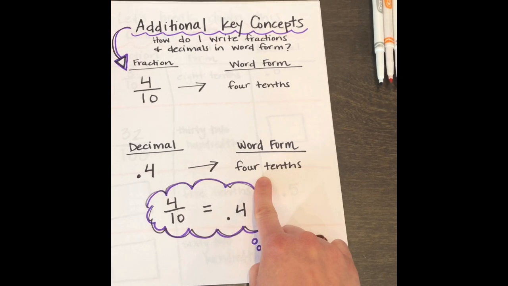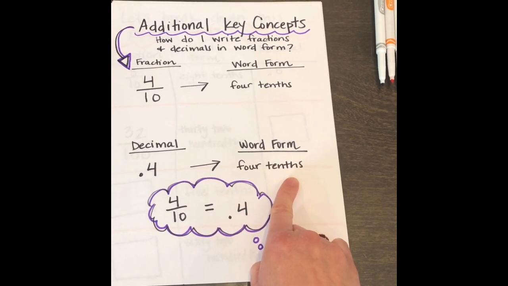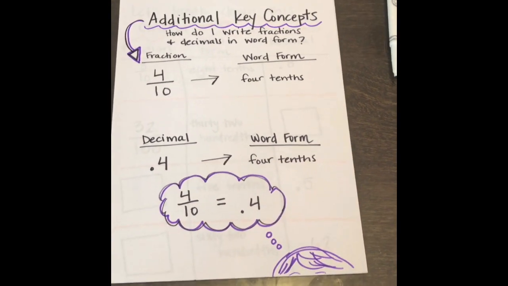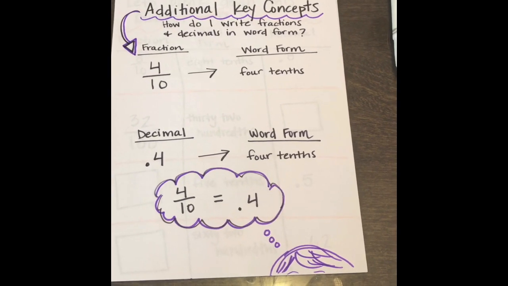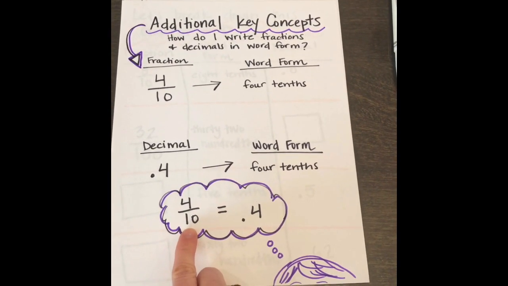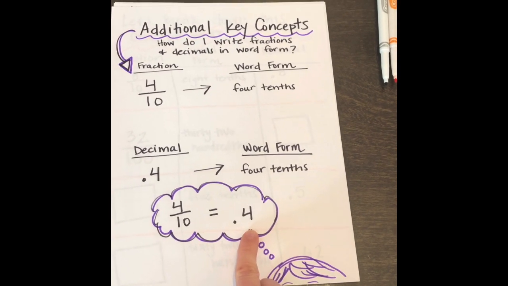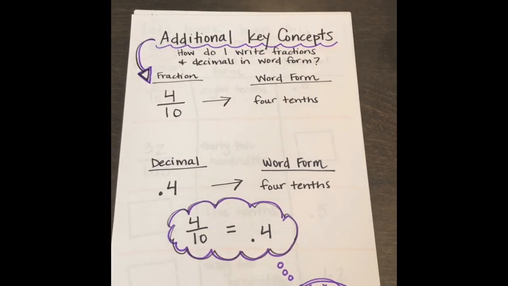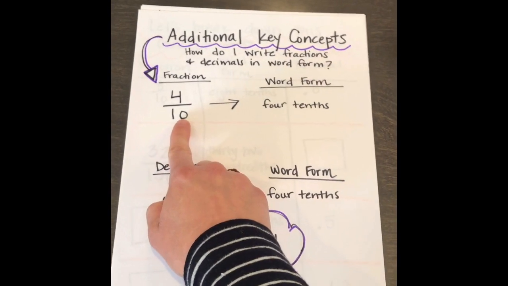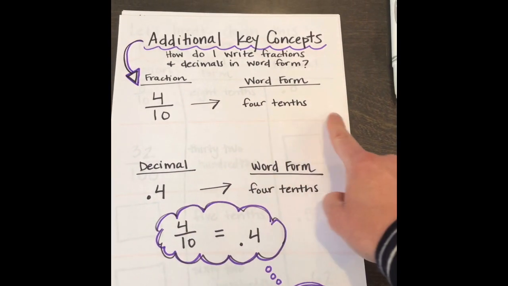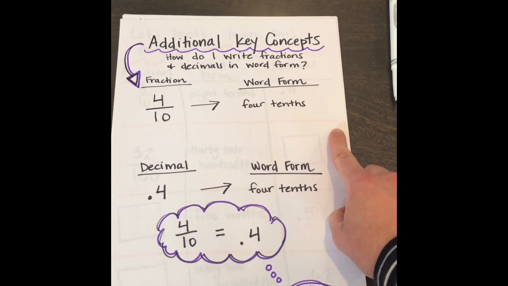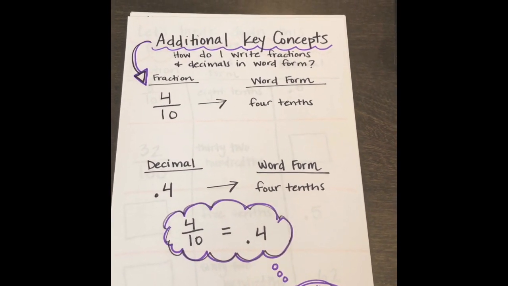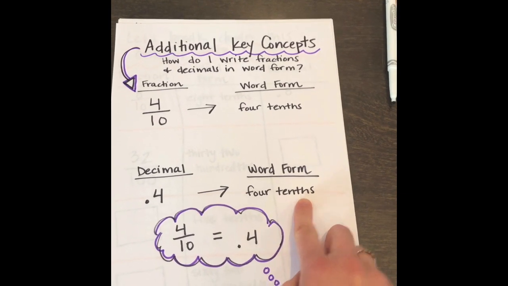So we're able to say 4 tenths is the word form for this decimal. And we have an equal fraction to this decimal. 4/10 the fraction is the same value as 0.4 the decimal. So once again, just to go over that, when we say 4/10 as a fraction in word form, we write it as 4 tenths. This decimal 0.4 or 4/10 can be written as 4 tenths. Let's take that a step further.